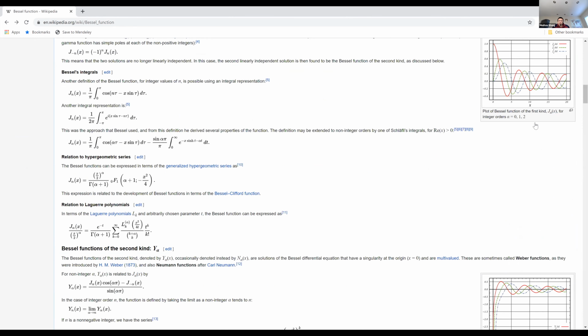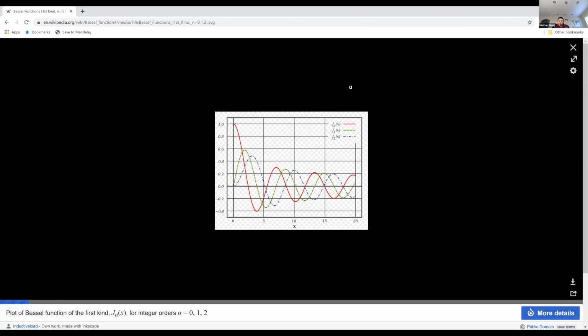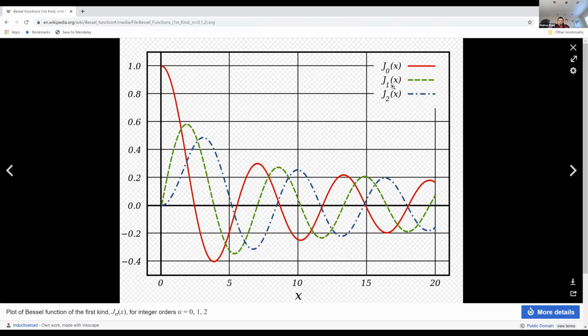Just so you guys know, this is what J looks like. Don't worry for a second about J1 and J2, the green and the blue ones. Just worry about this red one. That's what J0 looks a little bit like. You can see it looks a little bit like a cosine. Kind of like how cosine of 0 is 1, J0 of 0 is also 1. And it also oscillates just like a cosine does.